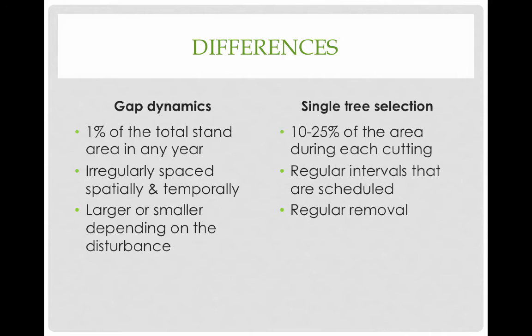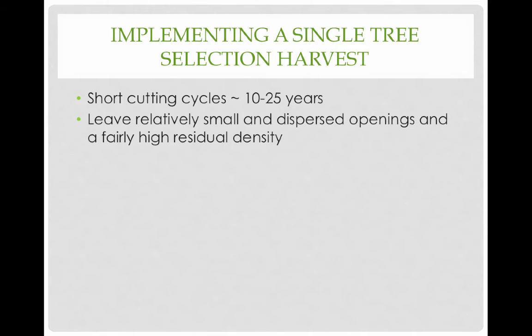Whereas single tree selection is about 10 to 25% of the area during each cutting cycle. And these are regular intervals that are scheduled, and the removal is regular. So it's very consistent. Again, we go back to those goals, this idea that there's consistency in this process. So how long are our cutting cycles? How do we implement this single tree selection? We generally have short cutting cycles, 10 to 25 years. And again, they leave relatively small and dispersed openings and a fairly high residual density.